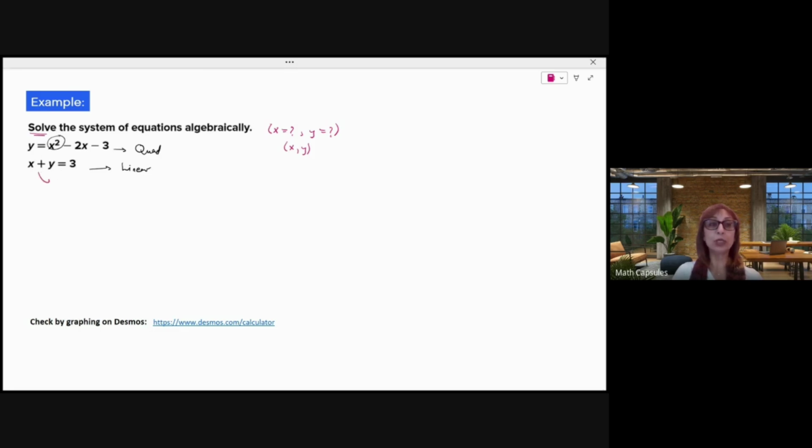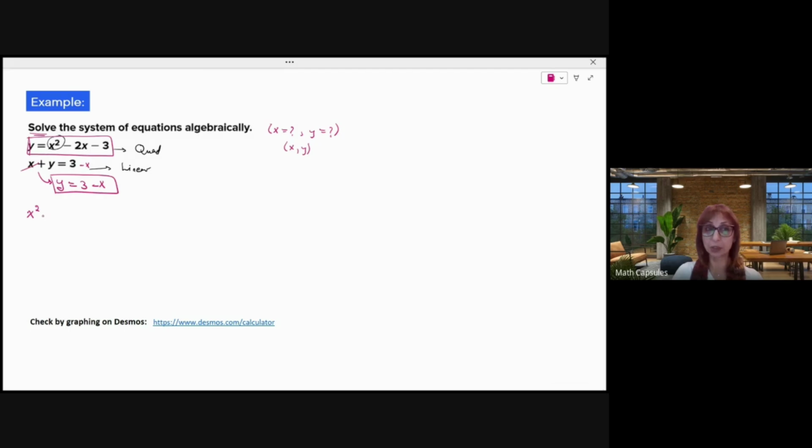We will also need to write it in slope-intercept form to make only y isolated on the left-hand side. So in this case, it will be y equals, and I will subtract x from the other side, 3 minus x. Now look at this equation and the first equation that I already have. So now I have y equals and y equals. Both of them are equal to y, so I will just write both equations equal to each other, because both of the equations are equal to y.